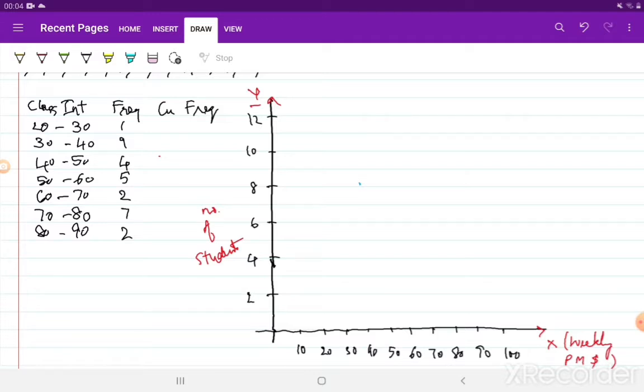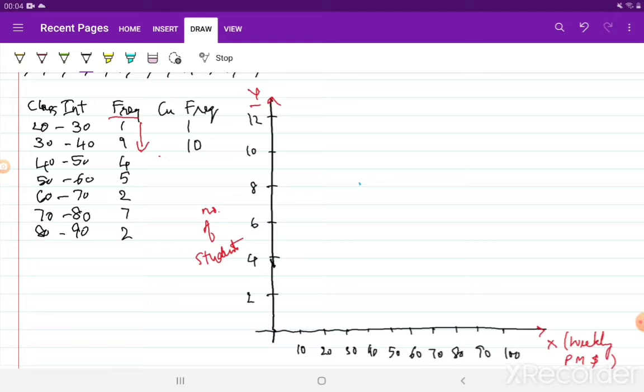So this is the earlier table where we had 30 students from a certain class and their weekly pocket money was tabulated. This gives the frequency. So cumulative frequency for the first class is the same as the frequency. Now cumulative frequency for the second class would mean how many students get pocket money less than $40. So I'll have to add up the two frequencies and I'll get 1 plus 9 is 10.